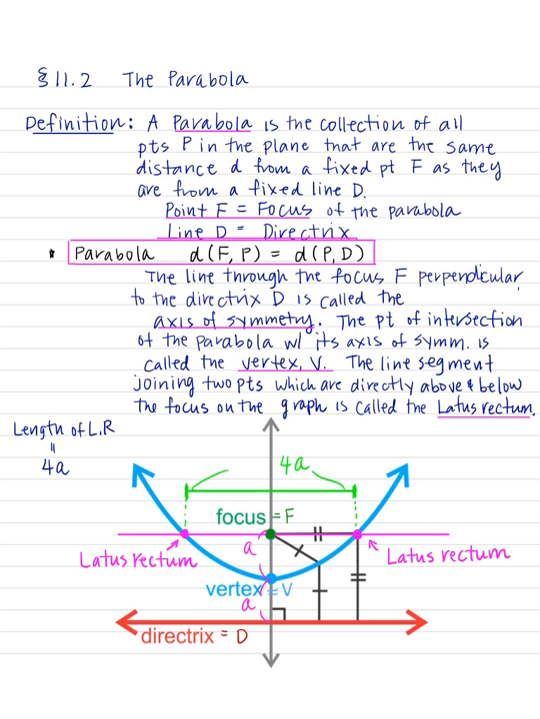And the focus sits inside of the parabola. The line segment joining 2 points which are directly above and below the focus on the graph is called the latus rectum. The important thing that you need to know is that the distance from the focus to the vertex is exactly the same as the distance from the vertex to the directrix line. If I call that distance a, then the length of the latus rectum is going to be 4 times a.